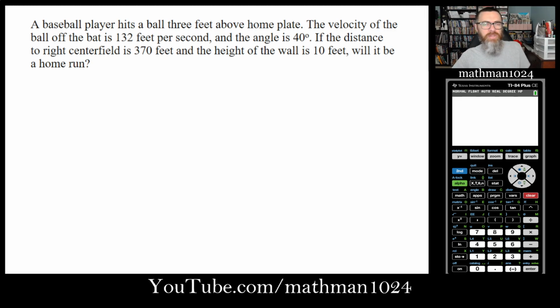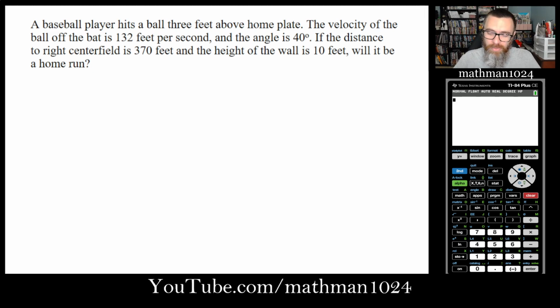All right, here's our next example. A baseball player hits a ball 3 feet above home plate. The velocity of the ball off the bat is 132 feet per second, and the angle is 40 degrees. If the distance to right center field is 370 feet, which it is at Minute Maid Park, and the height of the wall is 10 feet, which again it is 10 feet tall in right center field at Minute Maid Park, will it be a home run?